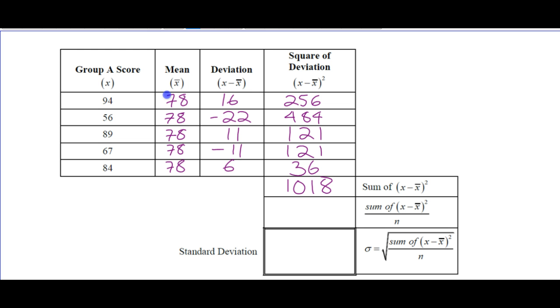And then what we do is we take the average of that. So we want the average of all of the squares of the deviations. This would be 1018 divided by 5, because there are 5 scores, which is 203.6. And then for the actual standard deviation itself, because we squared all the numbers, we have to unsquare them. So we take the square root of the average of the squares of the deviations, so it's the square root of 203.6, which is equal to 14.27.